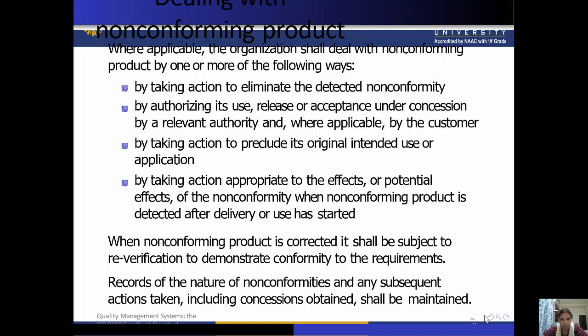When non-conforming product is corrected, it shall be subjected to re-verification to demonstrate conformity to the requirements. Records of the nature of non-conformity and any subsequent actions taken, including concessions obtained, shall be maintained.